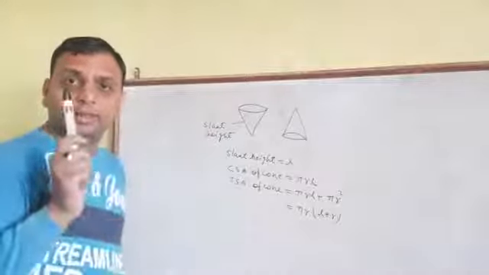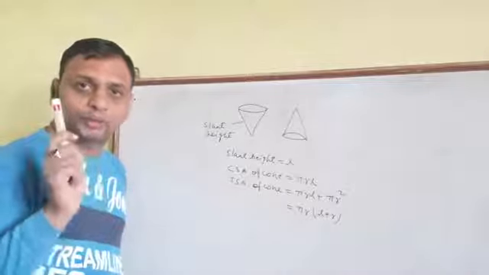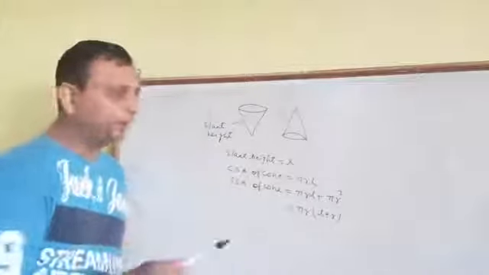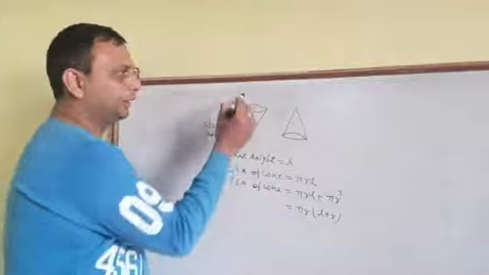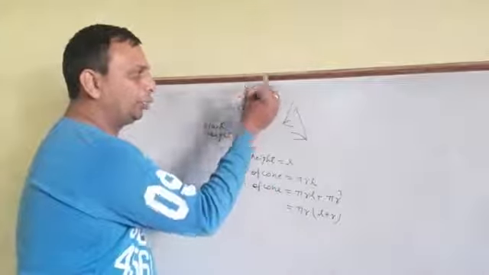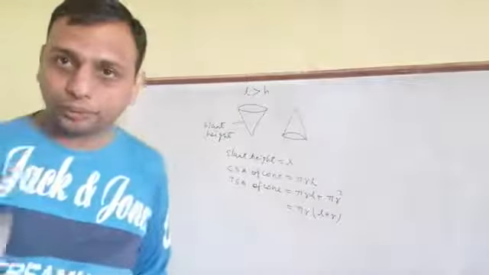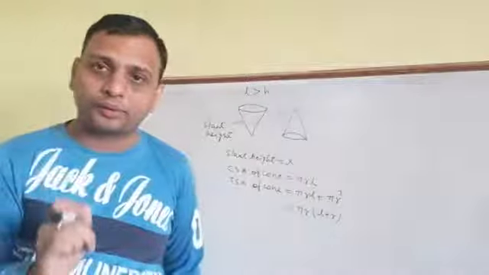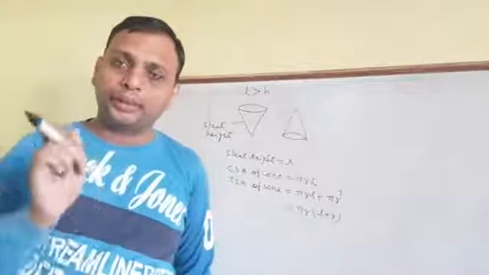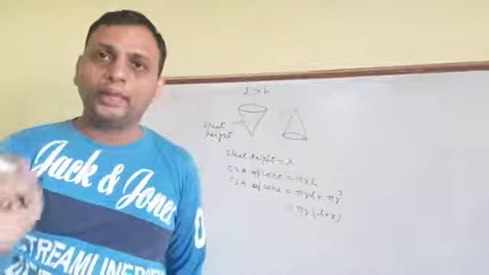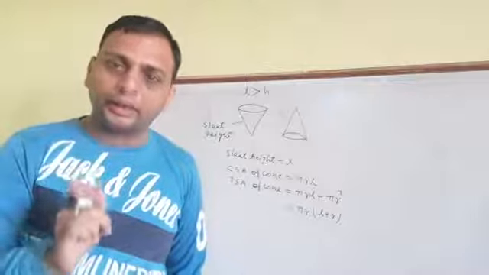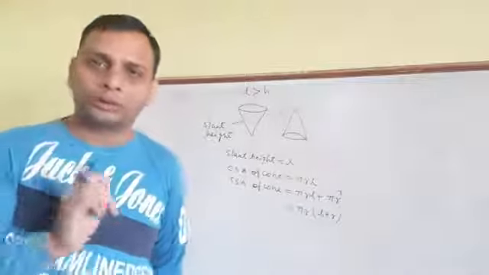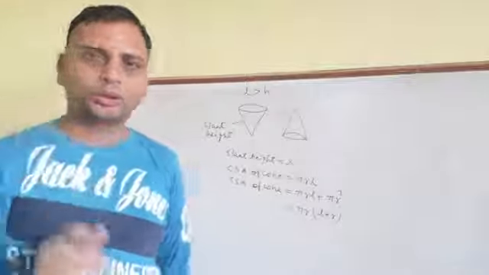Remember one thing: slant height is always greater than the vertical height. This l, the slant height, will be greater than the vertical height. This you also have to keep in mind. If in the question slant height is not specially written, you will take it as the vertical height. When slant height is mentioned in the question, only then can we use that height to find the curved surface area or total surface area of the cone. So I hope this is clear.